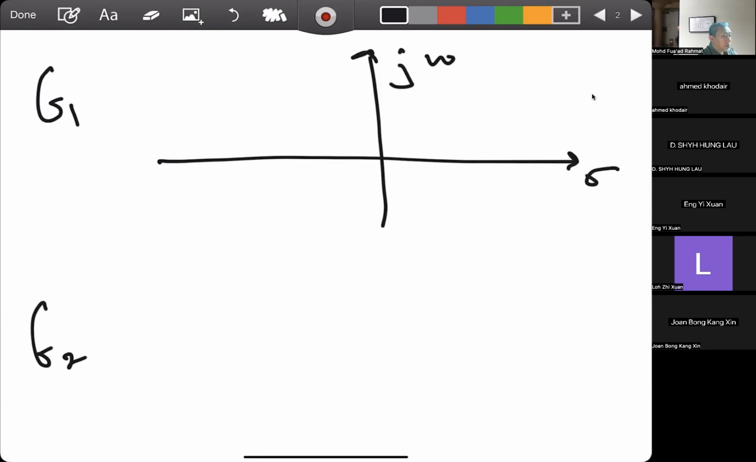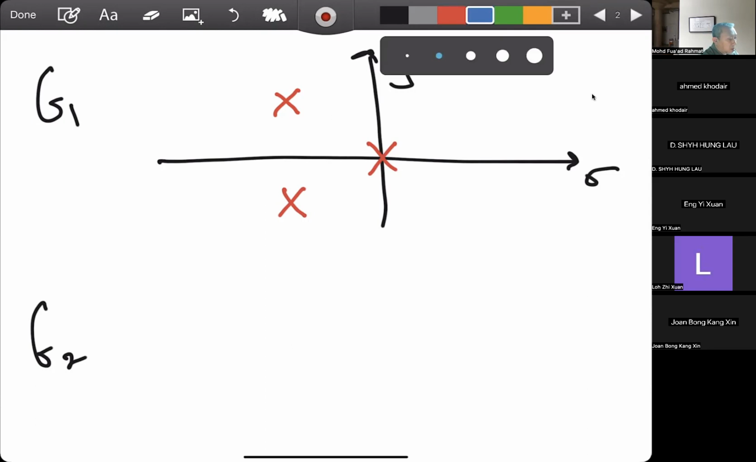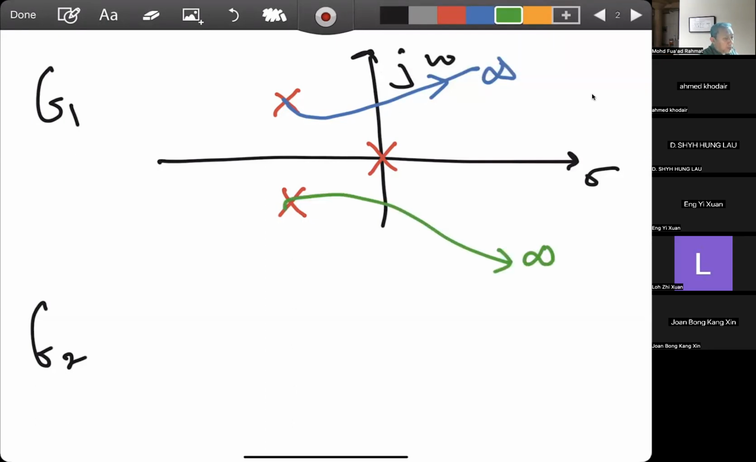So the positions of the poles are here, here, and here, roughly. Then the shape: one is over here, ended at infinity. The other one is here, ended at infinity. And the last one from the pole at zero also ends at infinity. So we have 3 root locus paths for G1.